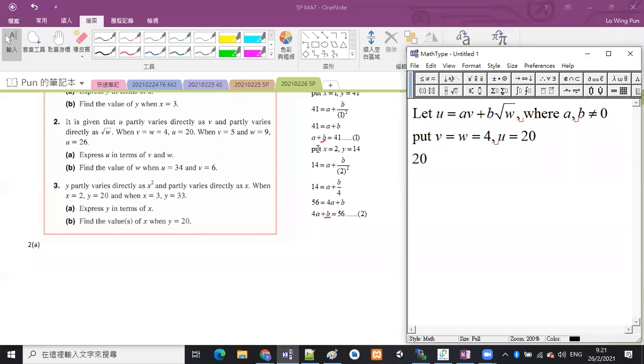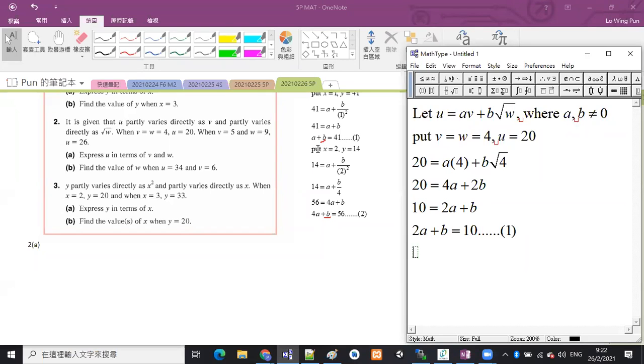Okay, so we have 20 is equal to a times 4 plus b times square root of 4. And then we simplify the terms first. 20 is equal to 4a plus 2b. And all the numbers are even numbers, so we may cancel out the common factor by 2. It's 10 equals 2a plus 1b. And then write the unknowns on the left and label this to be equation 1.